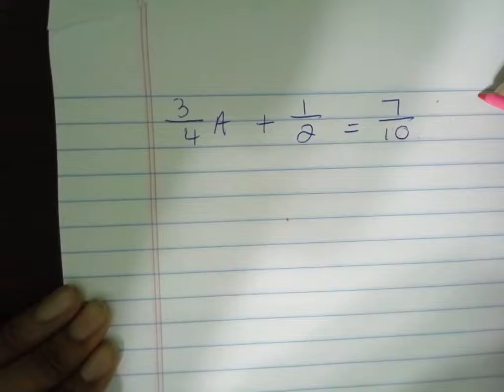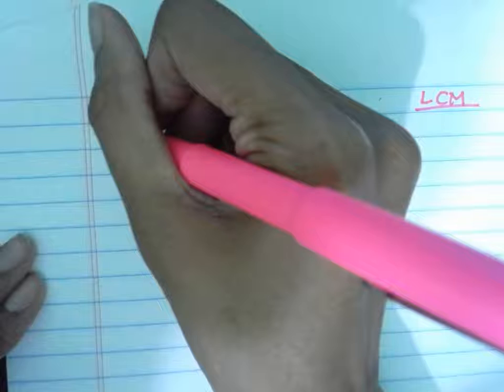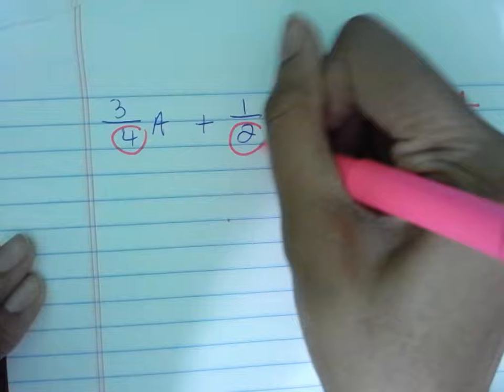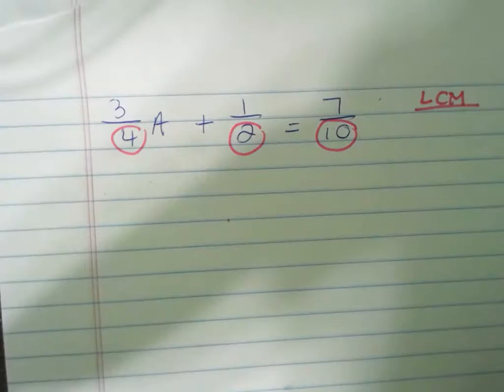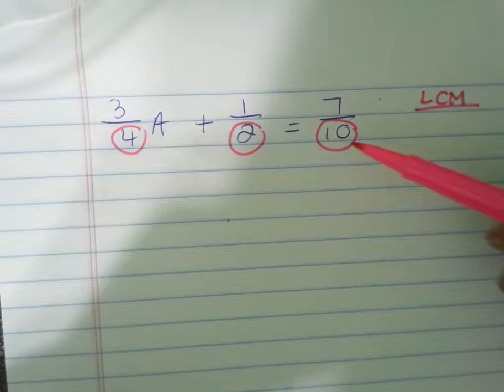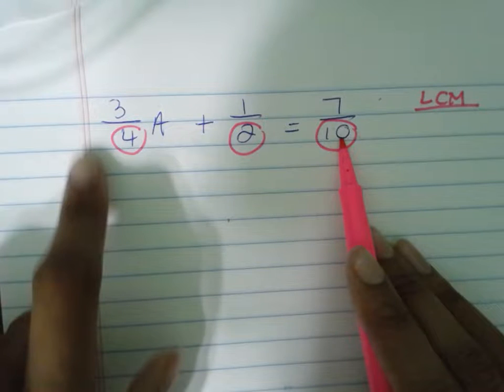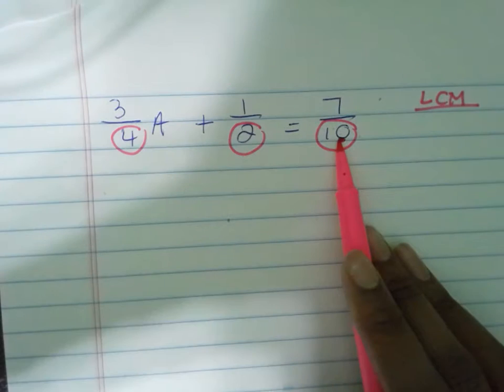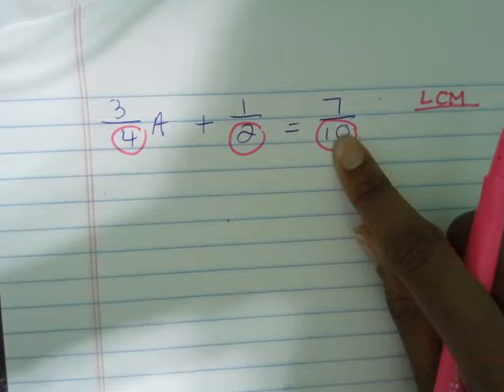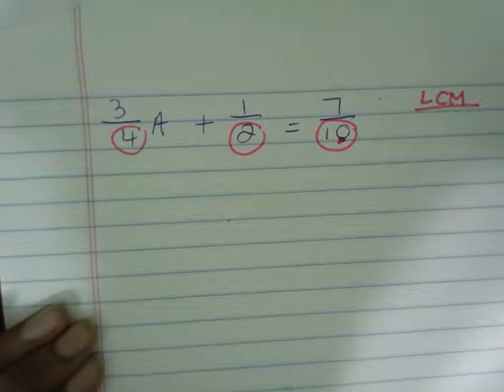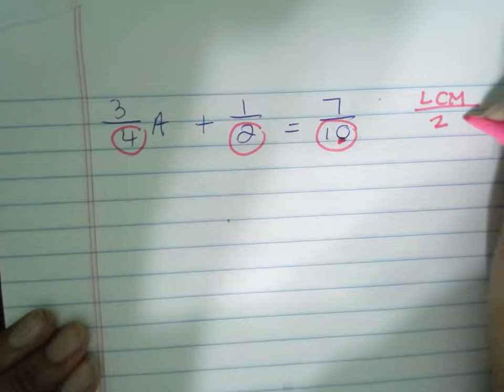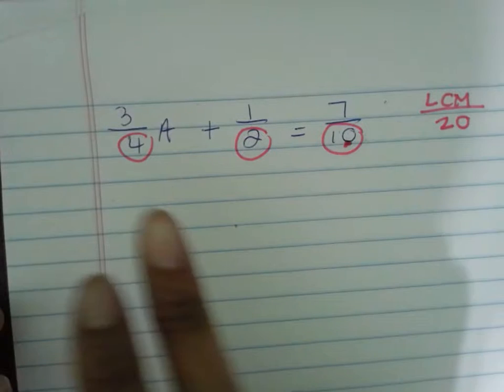So the LCM between 4, 2, and 10. I like to start with the larger number. So 10. Does 4 and 2 go into 10? No. Let's think of another number. So 10 times 2 is 20. Does 4 and 2 go into 20? Yes. So that is the LCM. So each part, I'm going to multiply by 20.